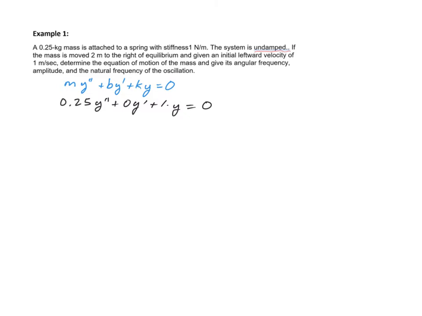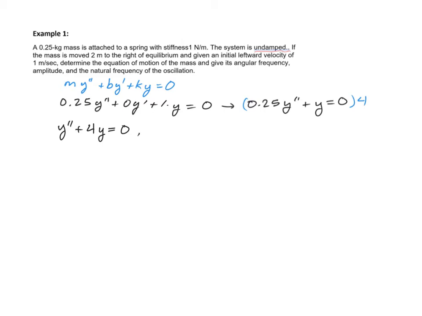All right, so now we can ignore the middle term, and that just turns into 0.25 y double prime plus y is equal to 0. If we multiply this equation through by 4 on both sides, we end up with our equation y double prime plus 4 times y is equal to 0.